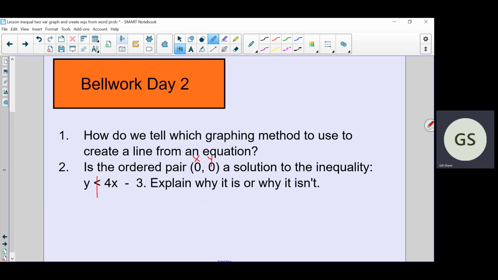I didn't actually shade anything for this one. We're not graphing that one, but that's the last step of graphing inequalities: to plug in, and I always say use 0, 0, but you can use whatever you want. Plug in 0, 0, do the math. We would come up with 0 is less than -3. Is that true? 0 less than -3? No, then 0, 0 is not a solution, which means we would have to shade the other side of the line, not the side with 0, 0.